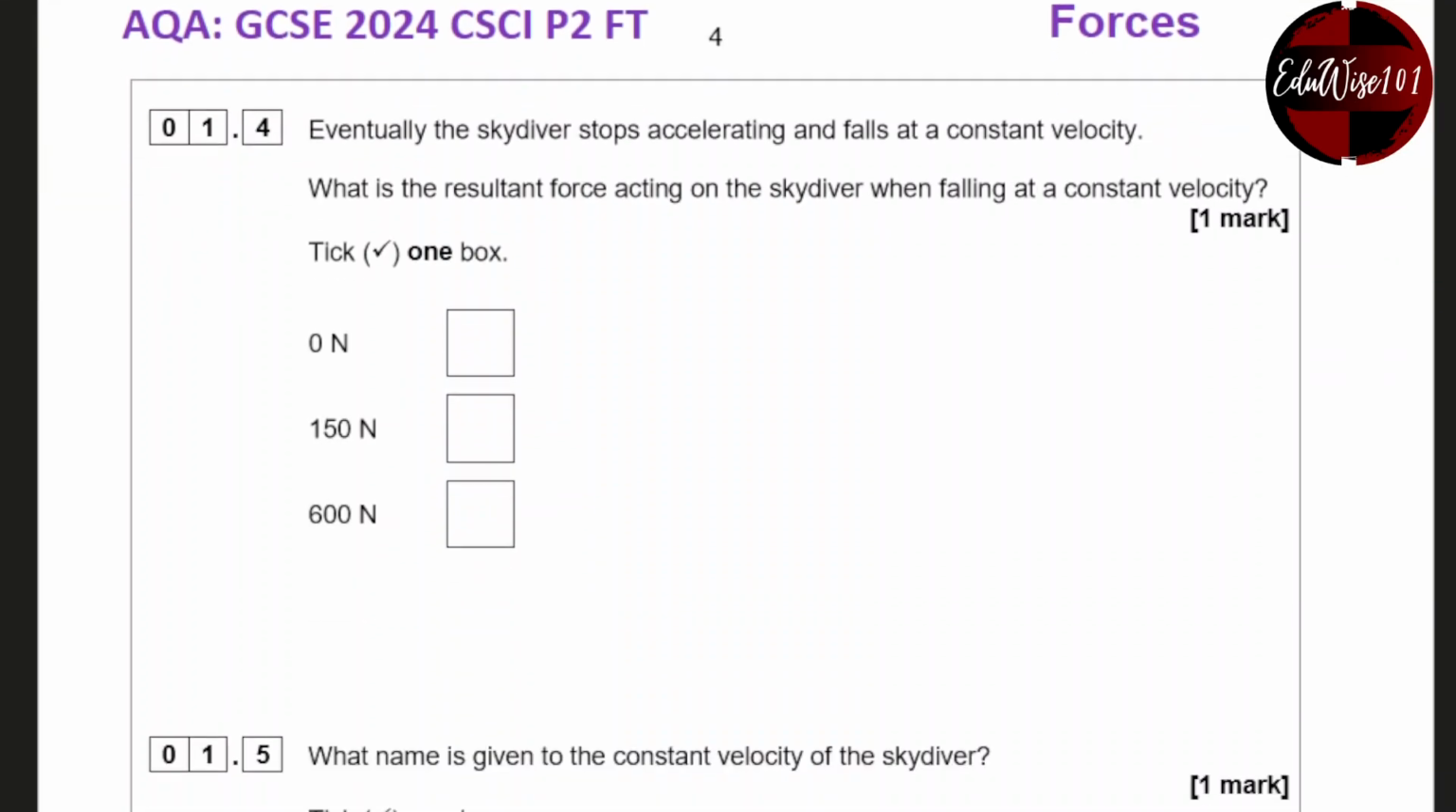Question 1.4. Eventually, the skydiver stops accelerating and falls at a constant velocity. What is the resultant force acting on the skydiver when falling at a constant velocity? Now, for the person to be falling at constant velocity, the forces should be balanced, or the resultant force should be 0. Right? It should be 0. If there was any force, then the person would be accelerating.